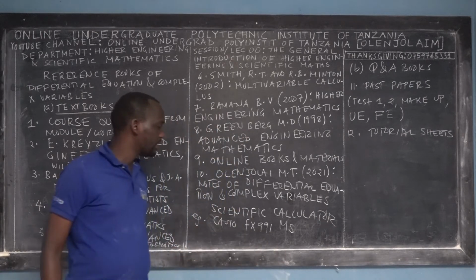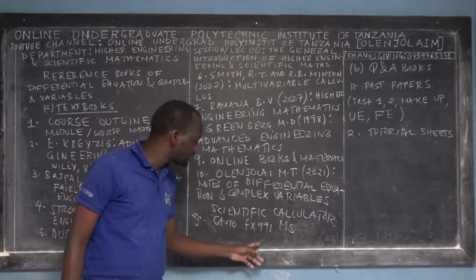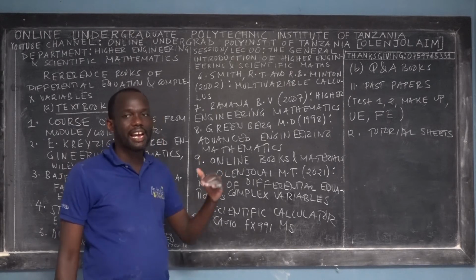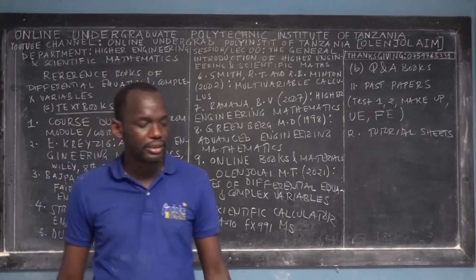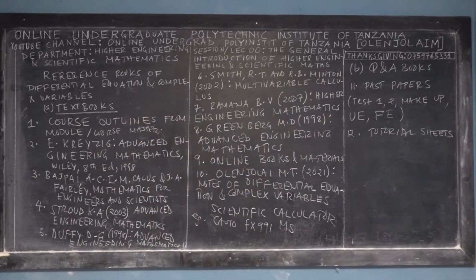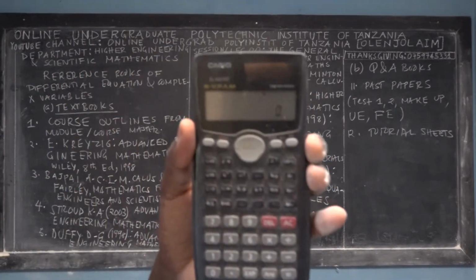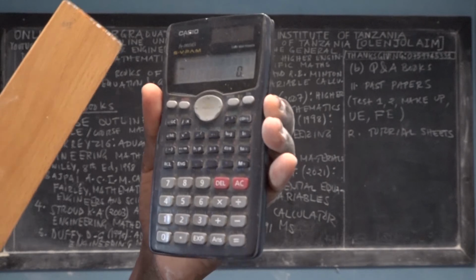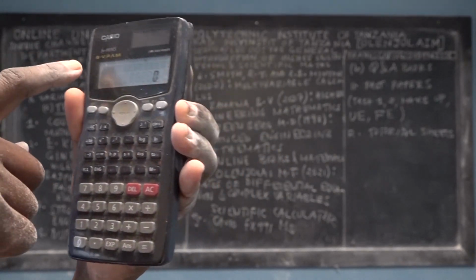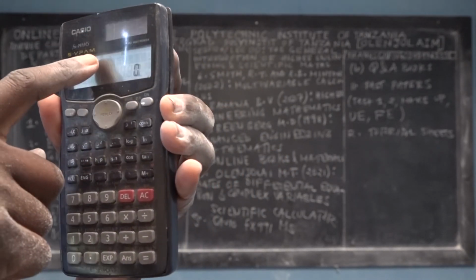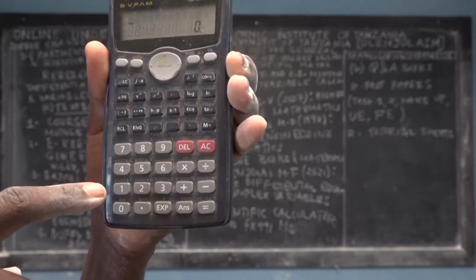Again, you need a scientific calculator, Casio FX-991MS or any other scientific calculator. It's very important. Sometimes undergraduate students say we can do the calculations by using a smartphone, but a smartphone cannot work like a scientific calculator. So this is the example, the Casio FX-991MS scientific calculator.